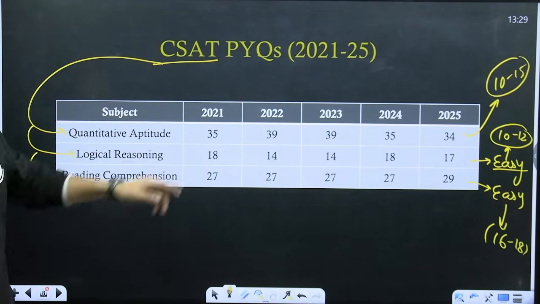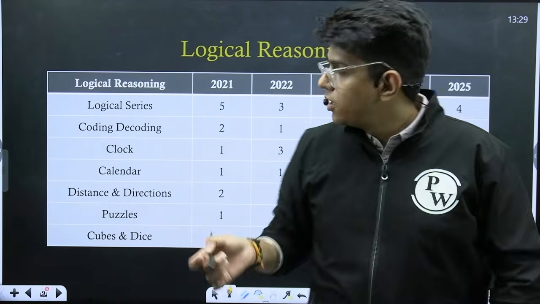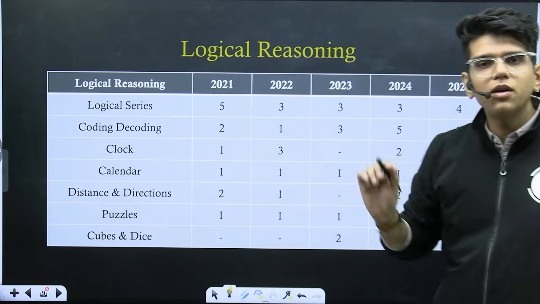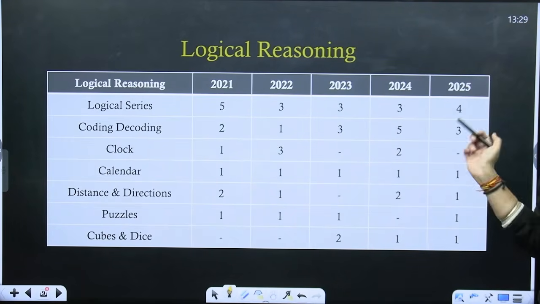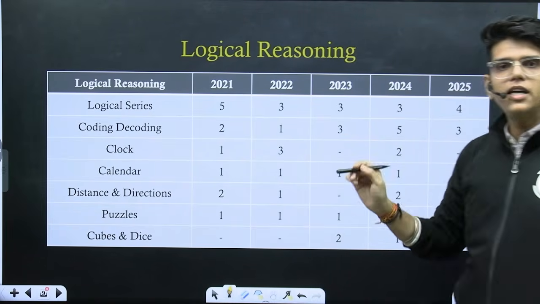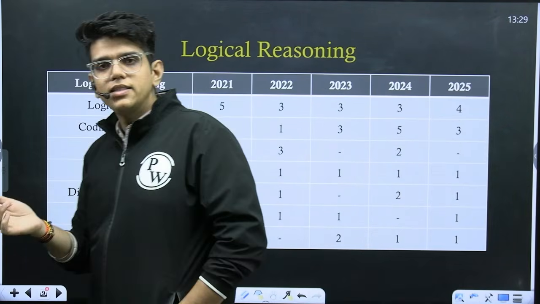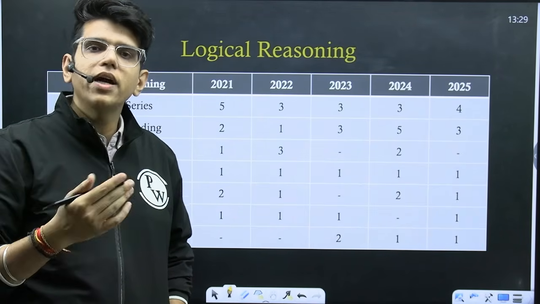Now within logical reasoning also there are some very important topics. If you see logical series, every year you are getting 5, 3, 3, 3, 4 questions. Coding, decoding 2, 1, 3, 5, 3. So these are very important topics from logical reasoning. So within logical reasoning, there are questions which are repeating. So we will look at those, right?